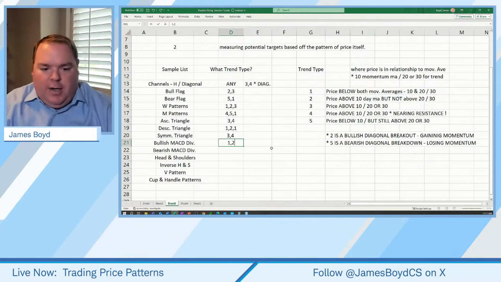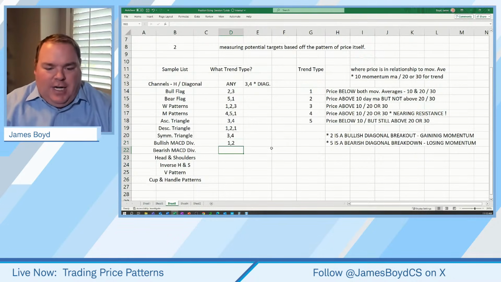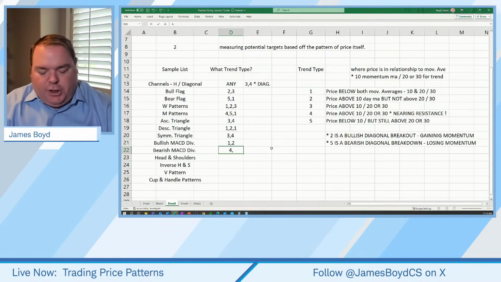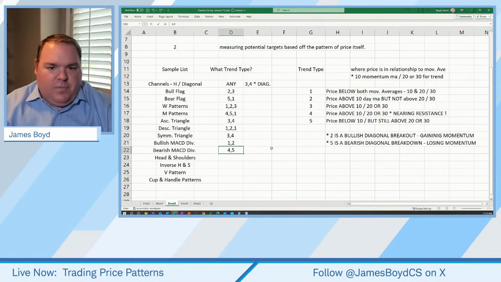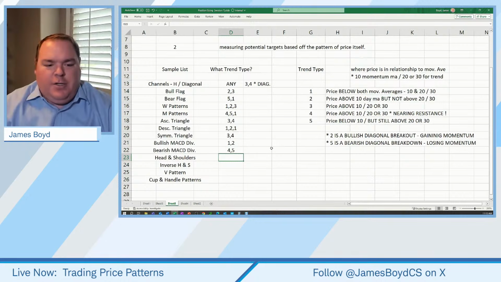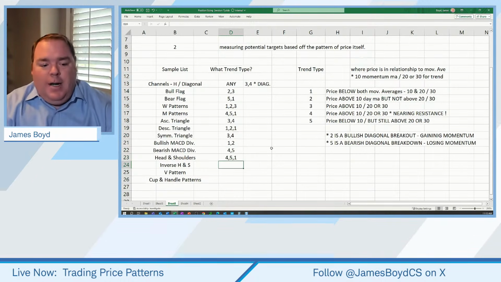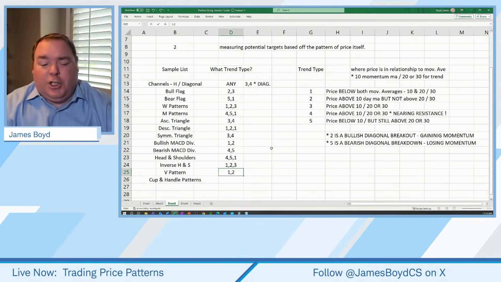Bullish MACD divergence, when do you tend to see those? For sure, number 1 to 2. Bearish MACD divergence, when do you tend to see that? For sure, number 4 and 5. And also when you look at head and shoulders, very much like an M pattern, we would say 4, 5, and 1. Inverse head and shoulders, we would say 1 and 2, maybe 3. B pattern, for sure, number 1 and 2. And cup and handle, you're really in trend 3 and 4.